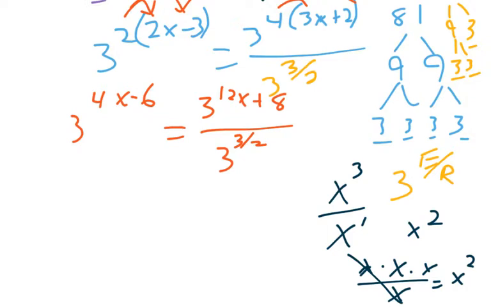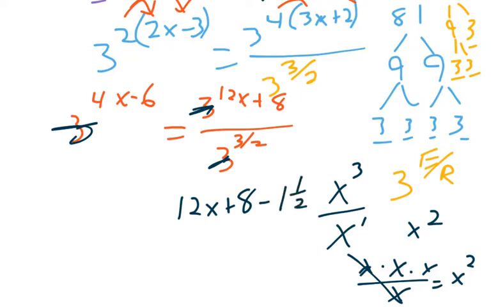So since we subtract, it's going to be 12x plus 8. And I'm getting rid of the bases now. The bases we don't care about since they're all the same. So it's 12x plus 8 minus 3 halves is 1 and 1/2 equals the 4x minus the 6.